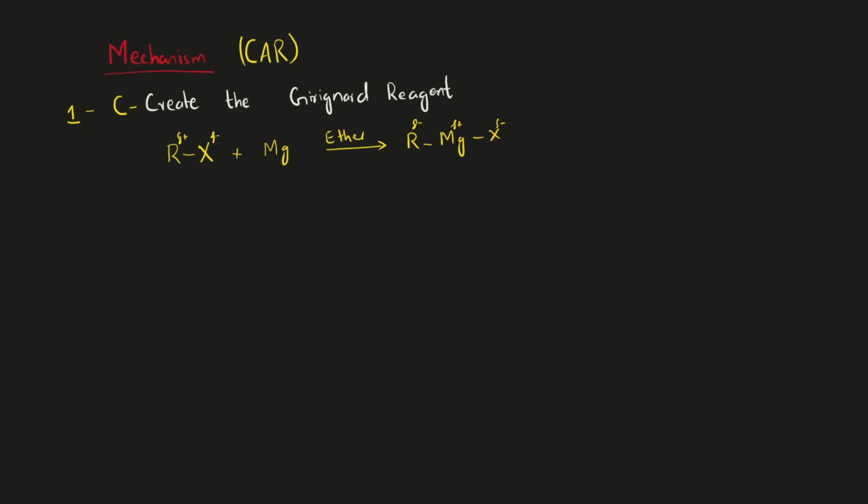That starts with A, which is attack the carbonyl. In the first step, we make the Grignard reagent. We will use this reagent in this step. Now we will react the Grignard reagent with formaldehyde. This alkyl attacks the carbonyl carbon of the formaldehyde.